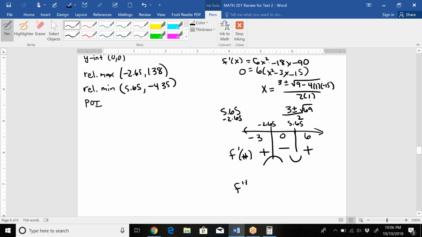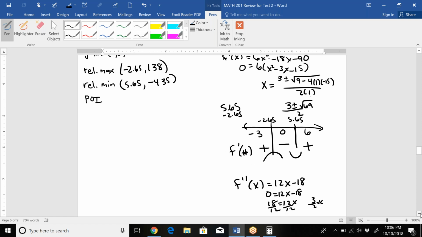So f double prime would be 12x minus 18, so set that equal to 0. That is, divide both of those by 6, that's 3/2. Now we don't know if that's a point of inflection until we do the concavity test.